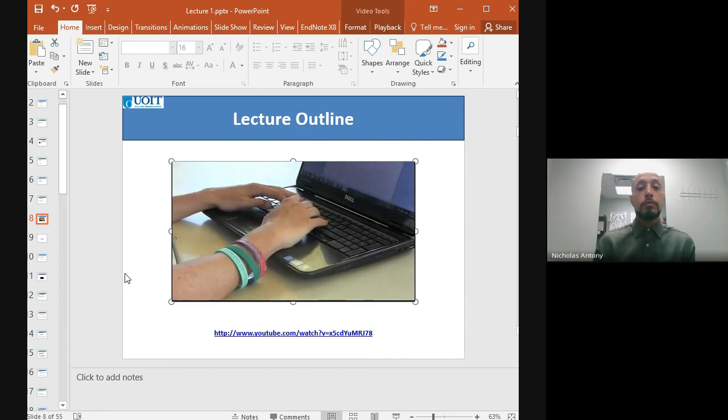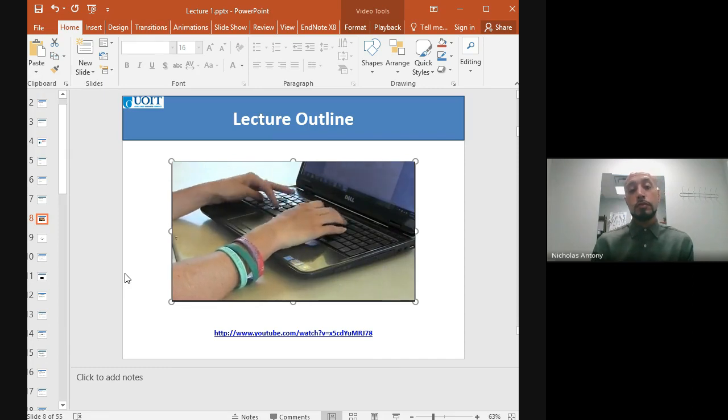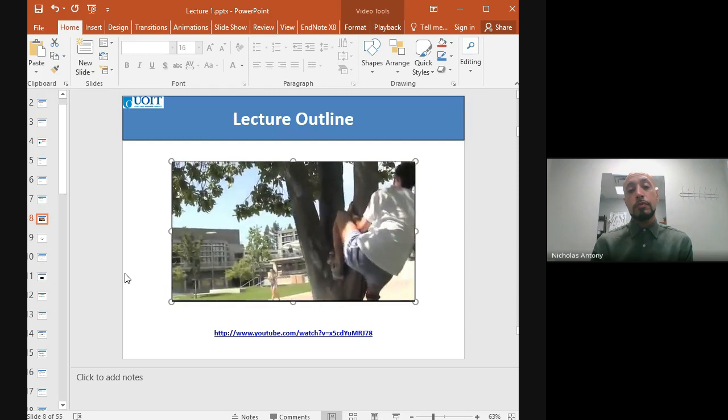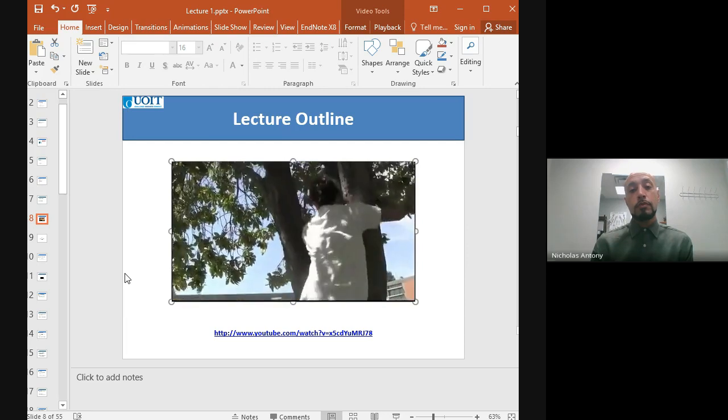Next, we have fine versus gross skills. A fine motor skill uses very small muscle groups, while a gross motor skill will utilize many muscle groups and use large ones.